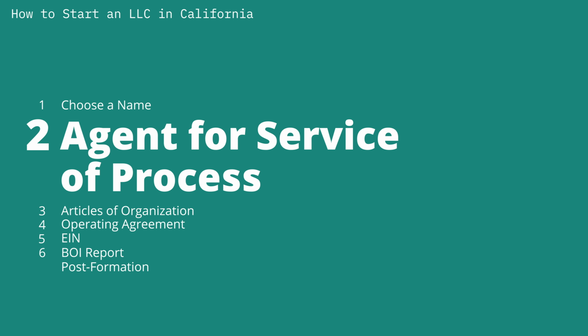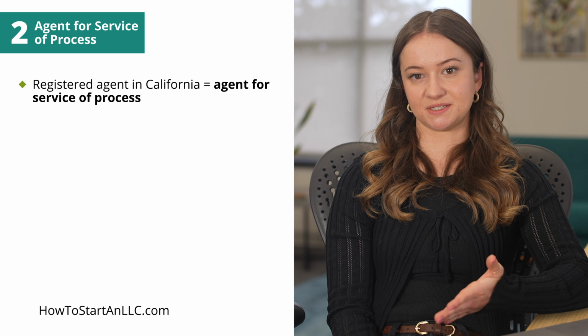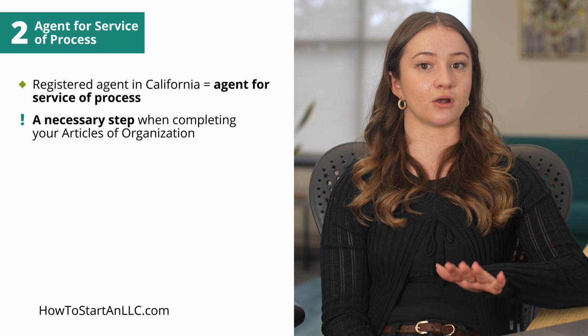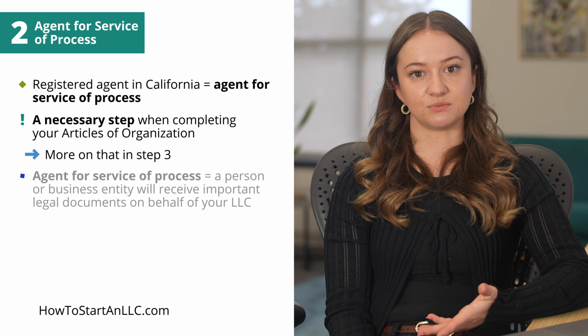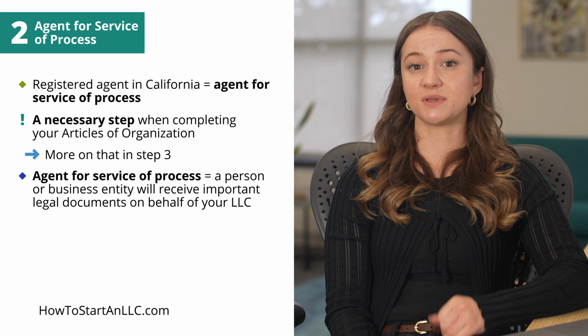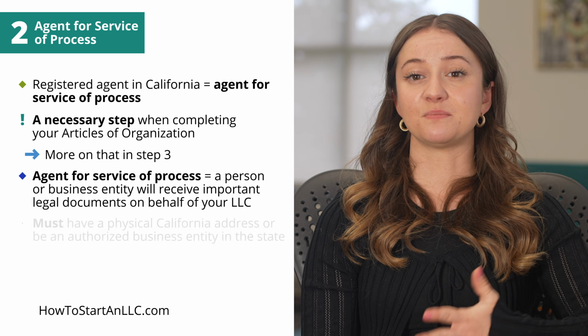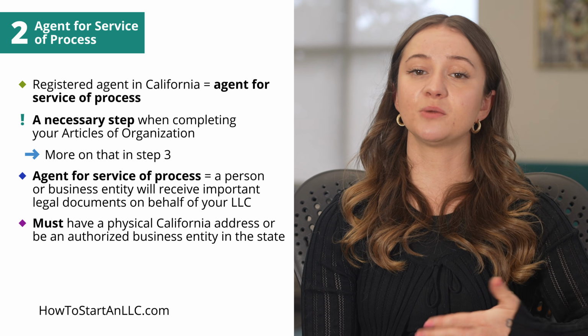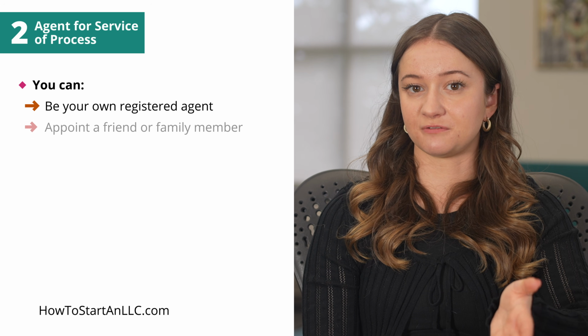Step 2. Find an agent for service of process. You'll need to find a registered agent, known in California as an agent for service of process. This is a necessary step when completing articles of organization. More on that in Step 3. This person or business entity will receive important legal documentation on behalf of your LLC, like notices from the government or legal documents. The agent must have a physical California address or be an authorized business entity in the state. You can be your own agent or appoint a friend or family member.